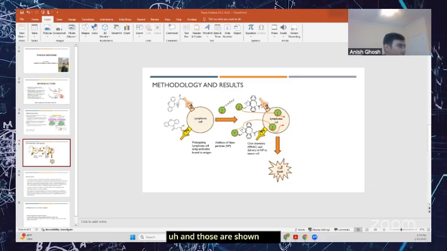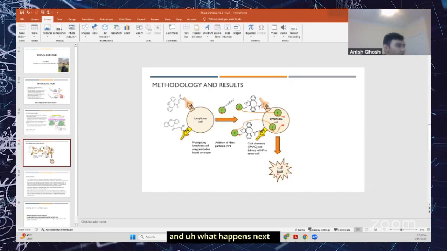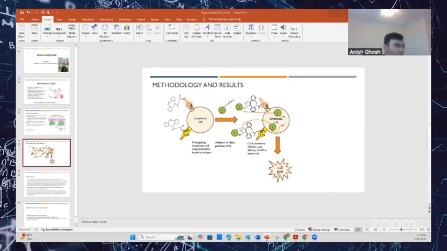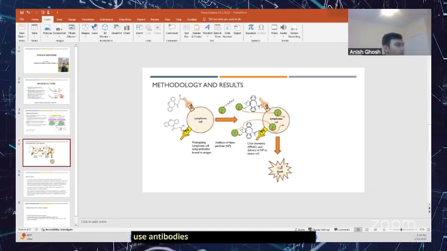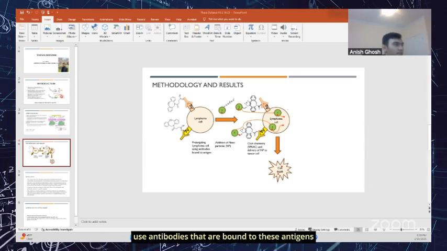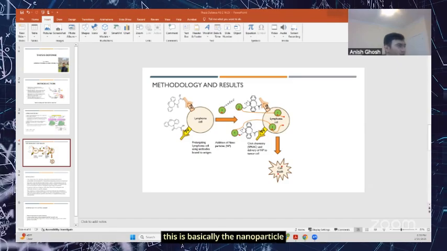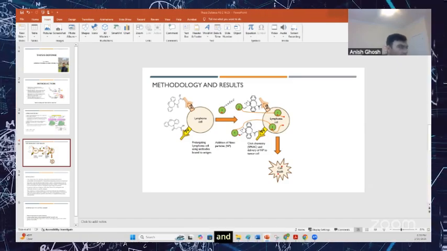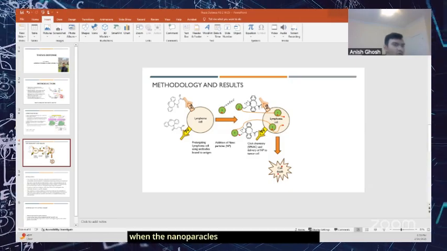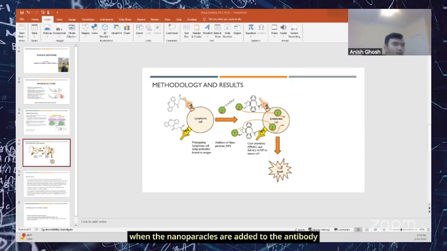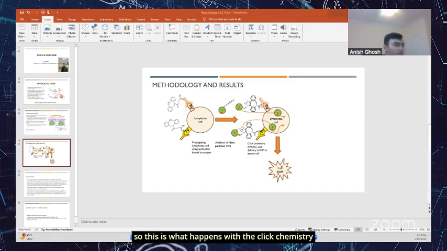And those are shown here. And what happens next is, basically, pre-targeting lymphoma cells use antibodies that are bound to these antigens. And what happens next is, this is basically the nanoparticle. And what occurs is, when the nanoparticles are added to the antibody, it clicks. So this is what happens with the click chemistry.